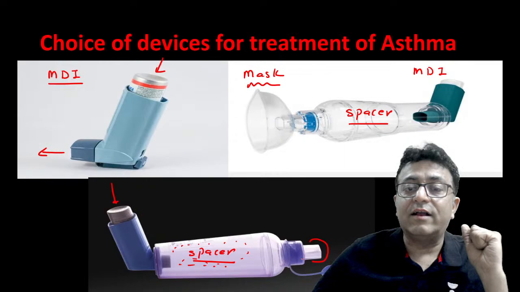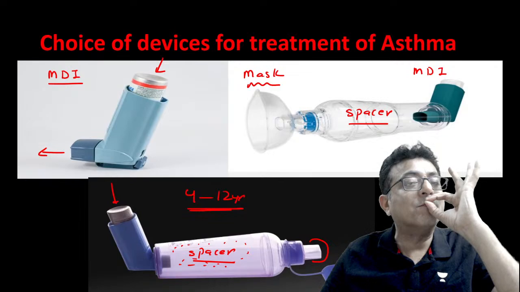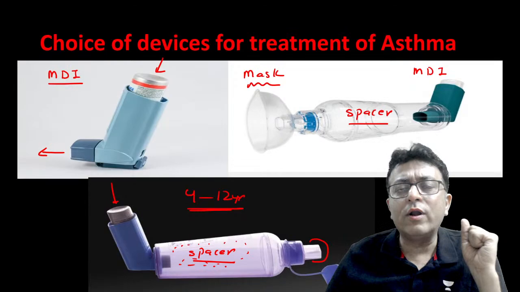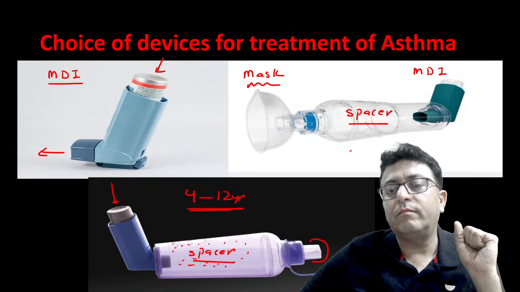This is the instrument of choice between 4 to 12 years, when the child is intelligent enough that he can hold that piece in the mouth and then you press. But below 4 years, the child is not able to hold it in the mouth, so we need a mask. So put a mask, then a spacer, then MDI. We push it and the drug goes like this. This is below 4 years.